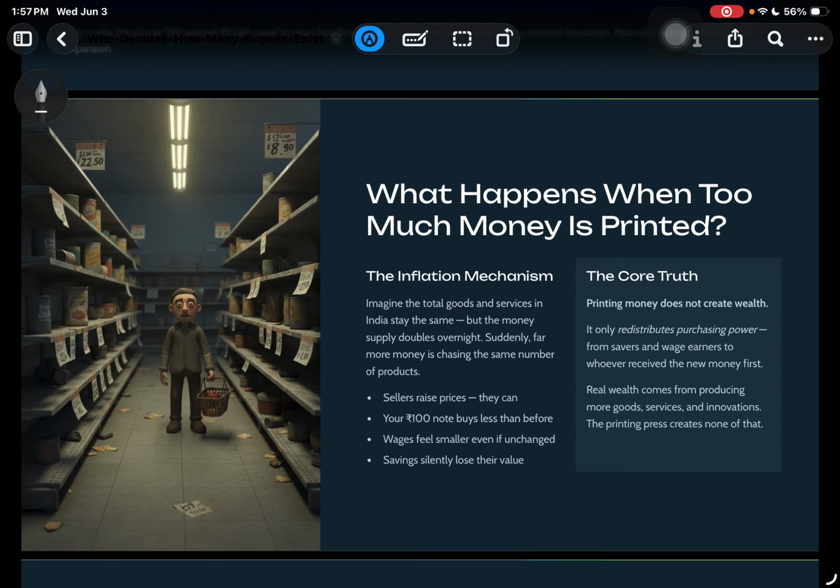So let's say in a very adverse situation, everybody in the economy has their own printing press and is producing money, right? Everybody has a huge stack of cash.